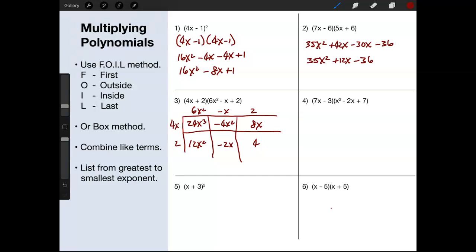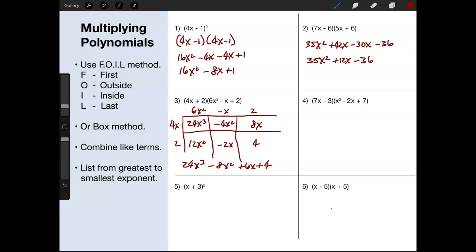Now we can combine like terms. We have 24x cubed. 12x squared minus 4x squared is 8x squared. Negative 2x and 8x when combined is 6x, and plus 4. So when we draw a box, we multiply, and then we combine like terms in each box.